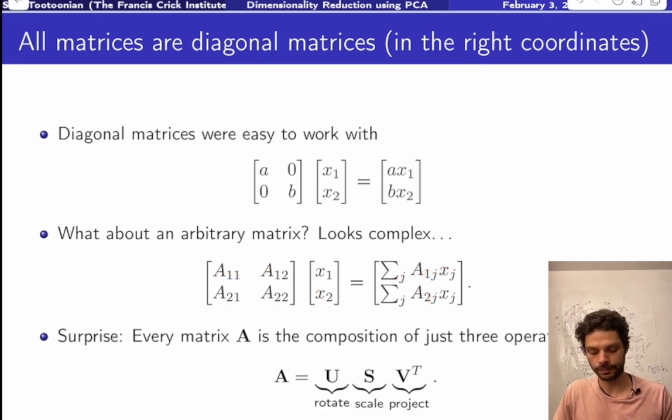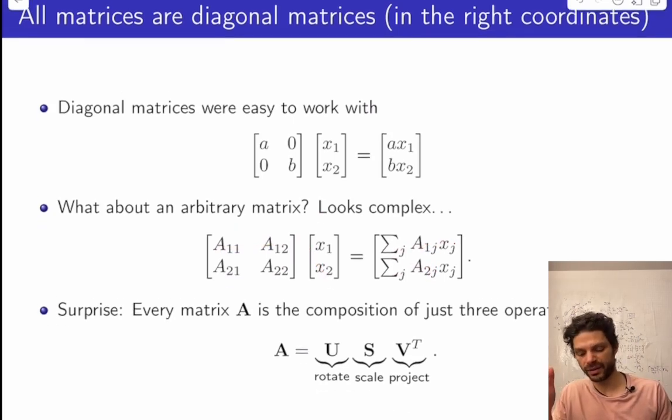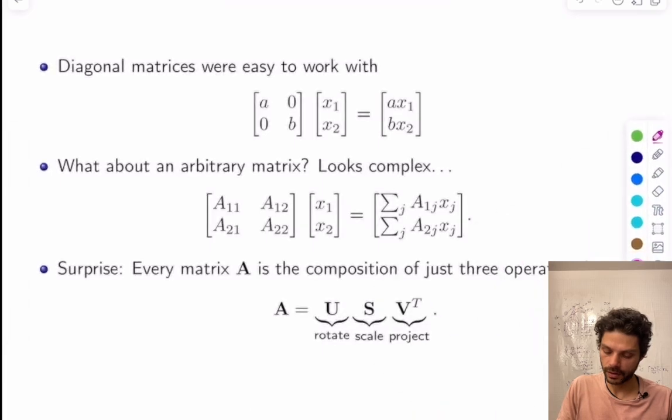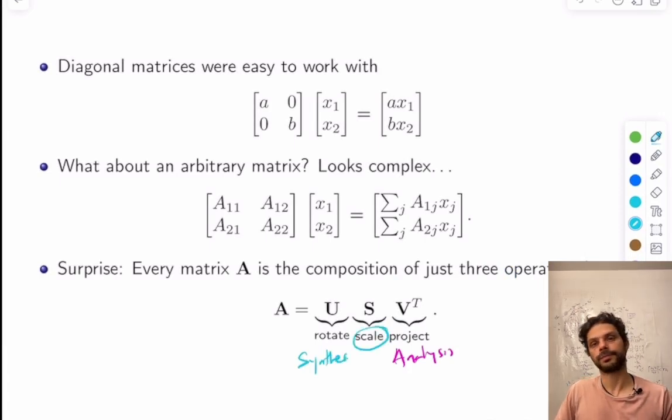Like what's going on? Now, a really surprising fact, perhaps, is that every matrix is just a composition of just 3 operations. So we can also write these as, let's call this the analysis, synthesis, and a scaling. Okay, so what are these operations? What does it all mean?